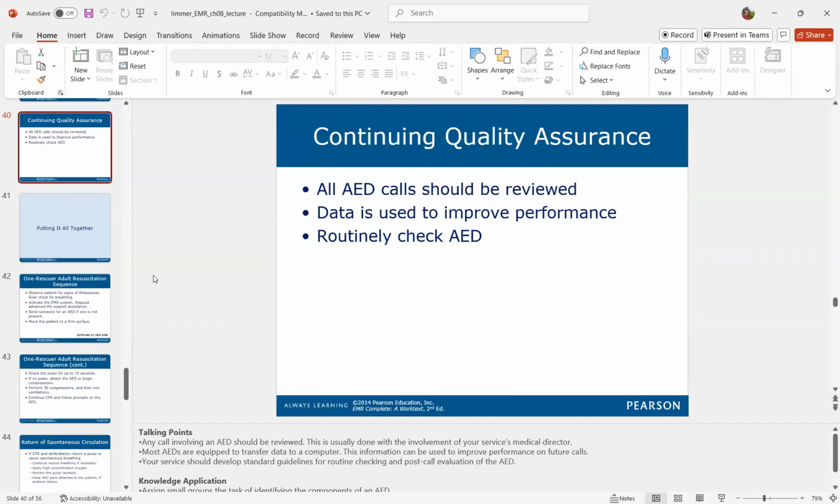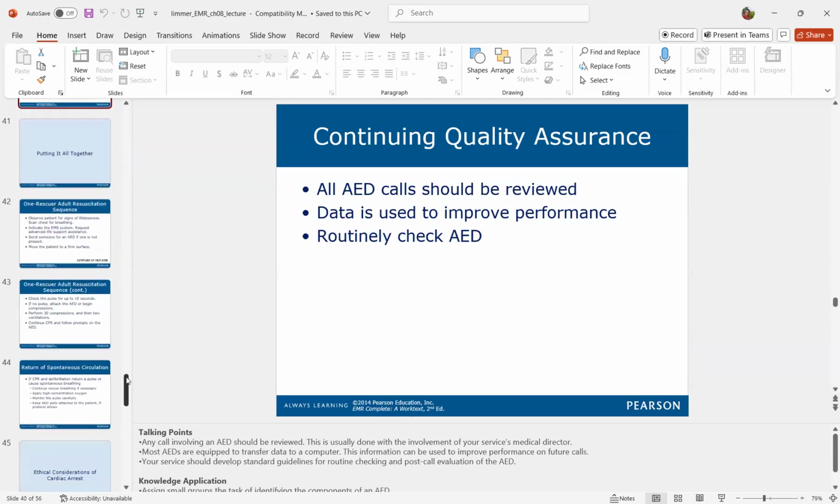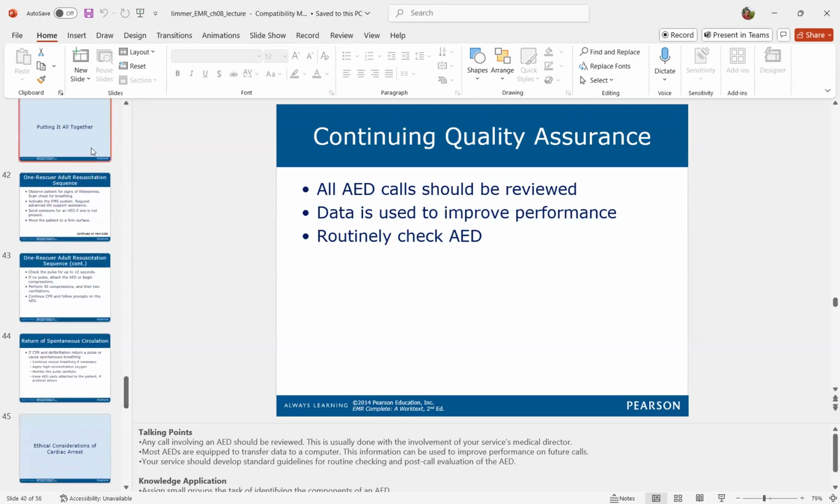Continuing quality assurance: any call involving an AED should be reviewed. This is usually done with the involvement of a medical director. Most AEDs are equipped to transfer data to a computer so we can plug them in and retrieve our data off of them. So the service should develop some kind of guideline for routine checking. Not so much the service you are working for, but this would be for the EMRs coming after you, when they're using their AEDs, called post-call evaluation of them. So we know if they're effective and what happened. Quality improvement, quality assurance stuff.